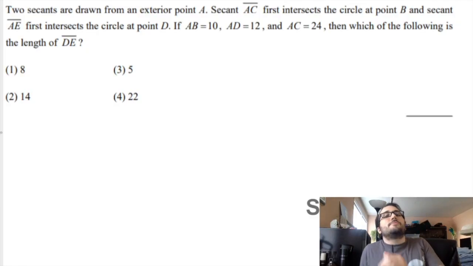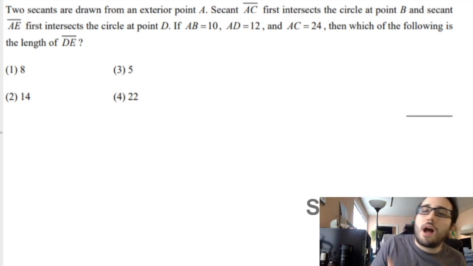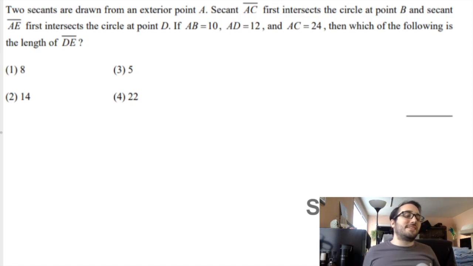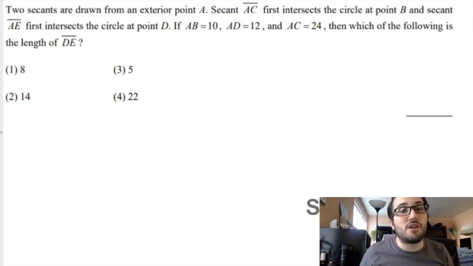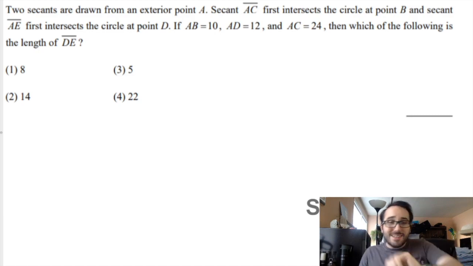Okay, so this one is a little bit more complicated, but not really. The only thing that's not here is there's no picture. So this is like next level. Two secants are drawn from an exterior point A. I'm going to stop there.